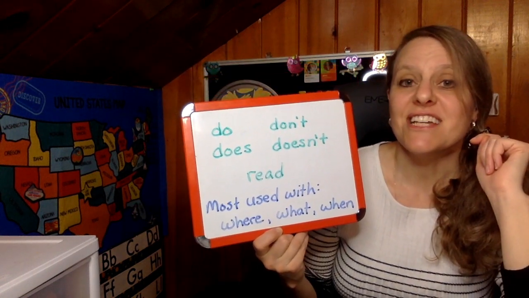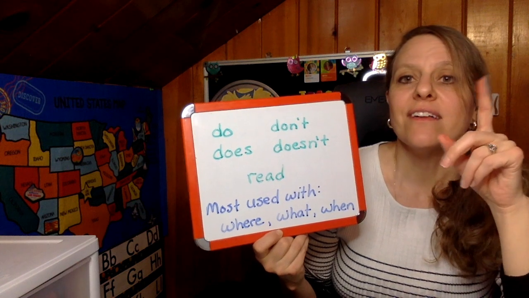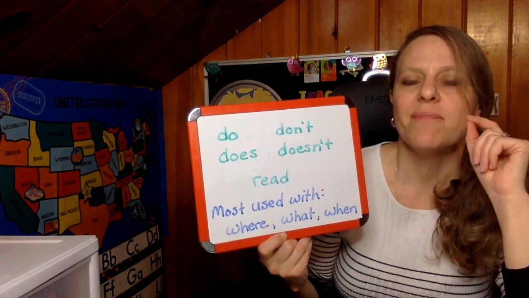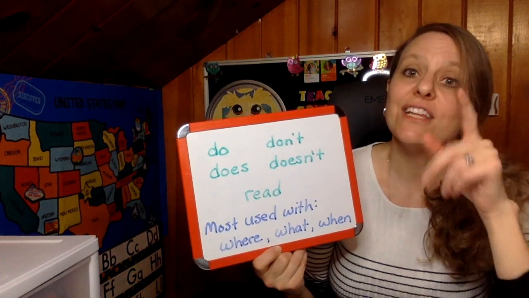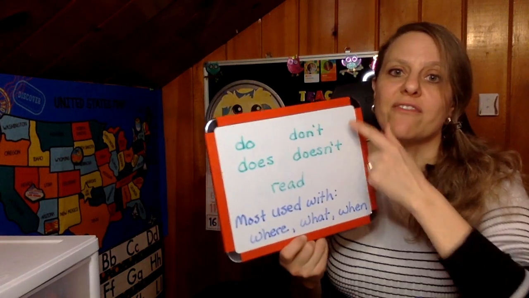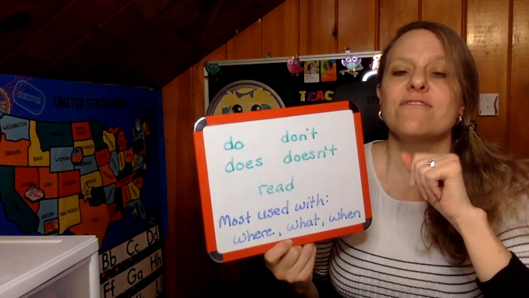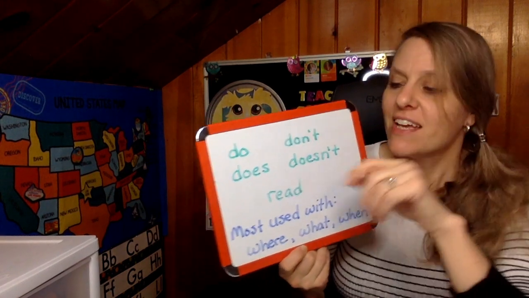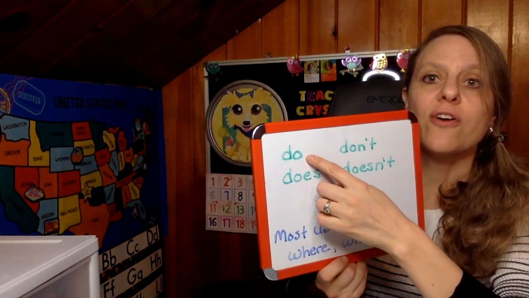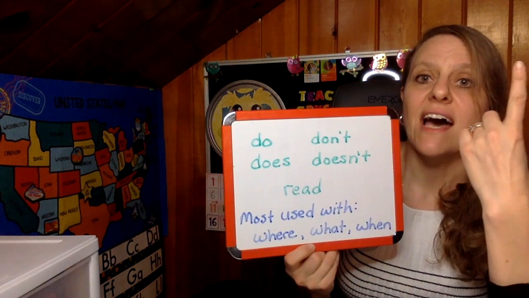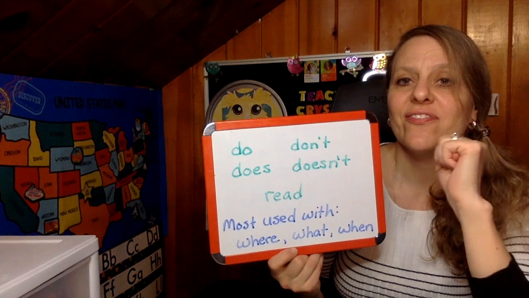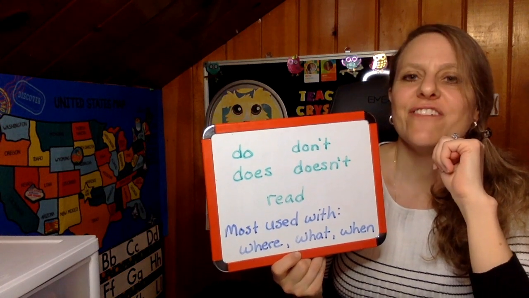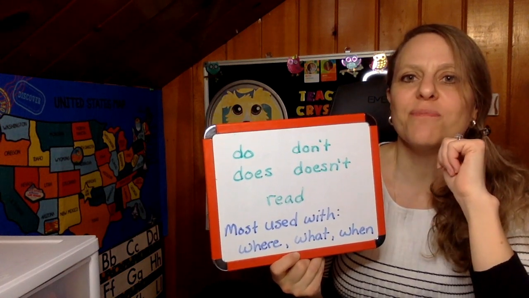So in today's dictation, I will read the sentence, but I will leave a blank, and you have to use one of these 5 words to fill in the blank. Do goes with the subjects I, you, we, they. And of course, if there's more than one object or person.